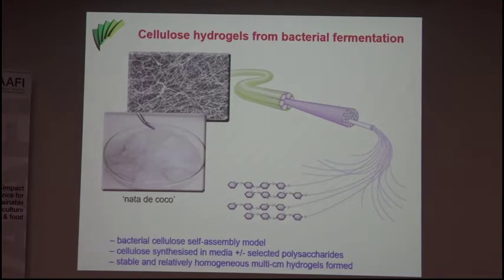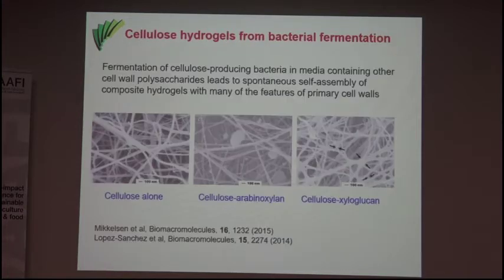But this is a fermentation system, so we can choose what we put into the fermentation medium, so we can study what happens when cellulose is produced in the presence of, let's say, pectin as a solution, pectin as a gel, xyloglucan, whatever. We can choose what we put in there. So we can mimic the assembly process of plants in a bacterial fermentation system and produce materials that we can then study at the mechanical level. And so, of course, we've done that.